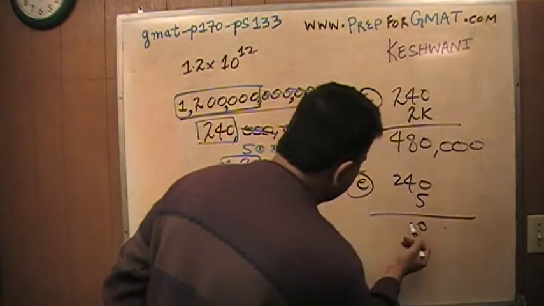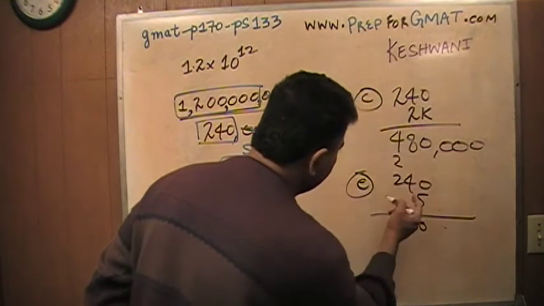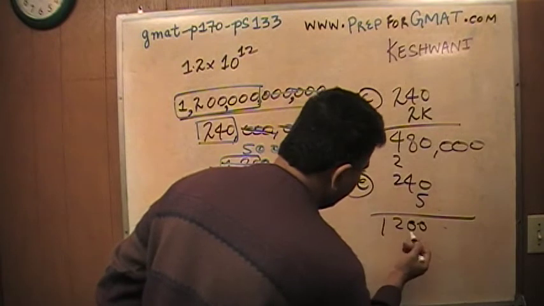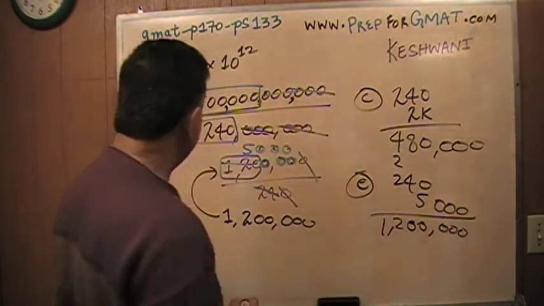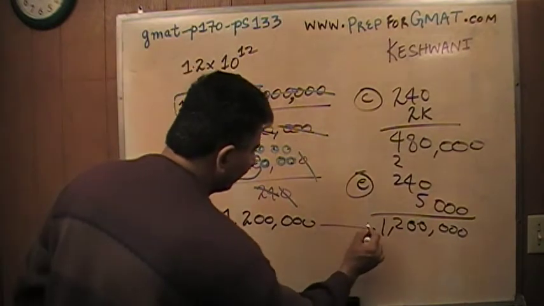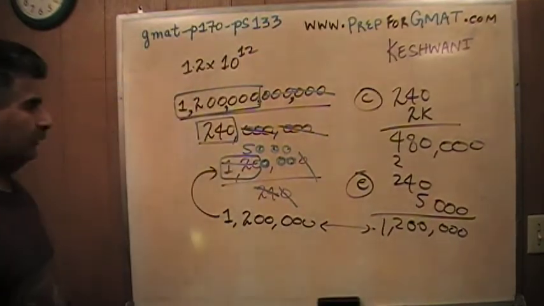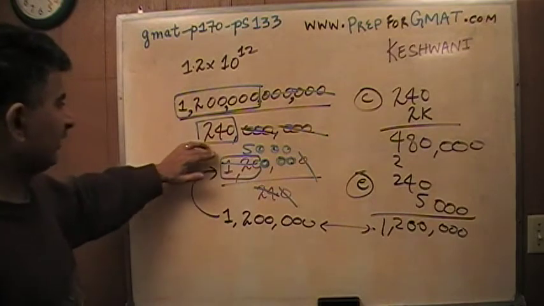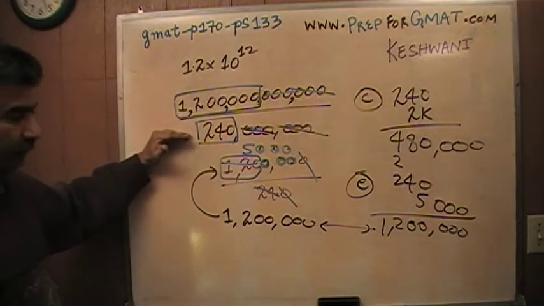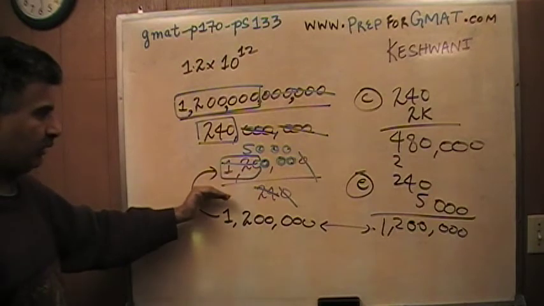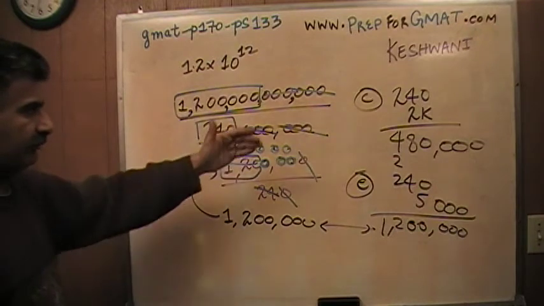5 goes into 0 0 times. That's 20, 2, 10, and 12. And then of course we have 3 more zeros for the 5,000. Voila, you see? This 1.2 million is exactly what we're looking for. So one way you can figure out that the answer is 5,000 is by actually doing the division of 1.2 million by 240. If you want to do that, which is not that difficult actually. If you don't want to do that, just try the answer choices.